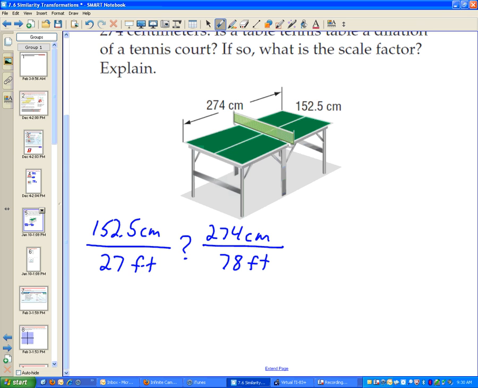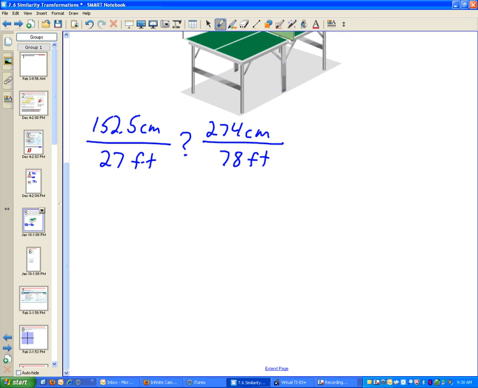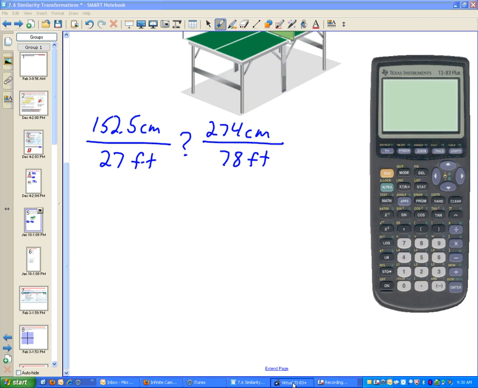Quite possibly the simplest way is to do cross products and see if they're equal. If you've got a fancy calculator, reducing those fractions isn't that big of a deal, but we don't all have fancy calculators, but we all have calculators that will do some multiplication. So if I multiply 152.5 times 78, I get that.